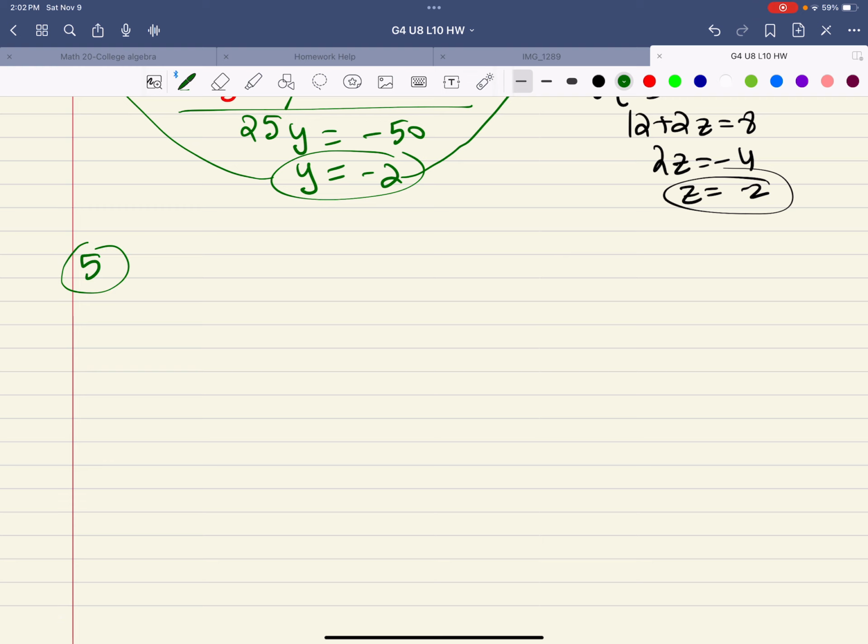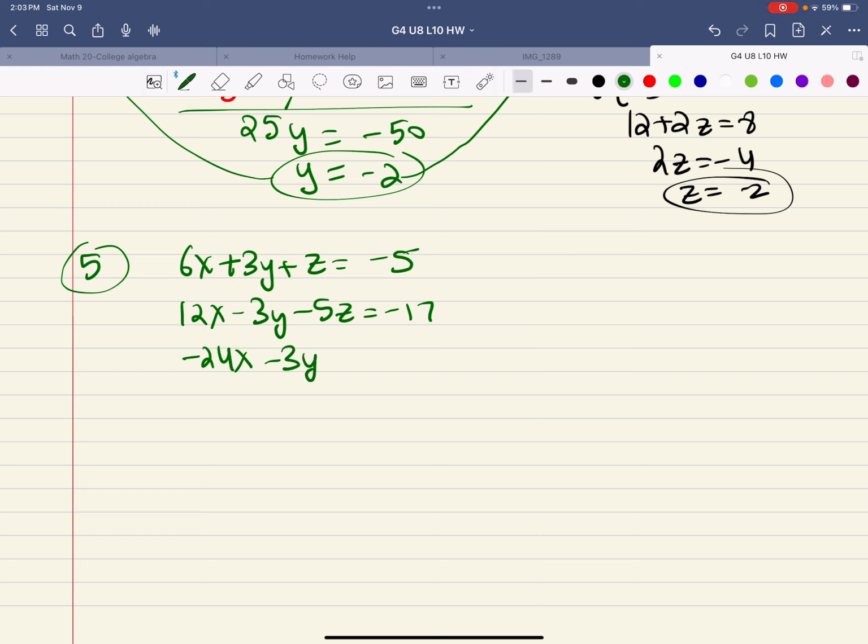All right, so let's check number 5 as well. In case it gives you any hard time, I'm going to go over 5 also. 5 is 6x plus 3y plus z equals negative 5. 12x minus 3y minus 5z equals negative 17. Negative 24x minus 3y plus 5z equals 29. Okay, so I'm going to call this A, B, and C.